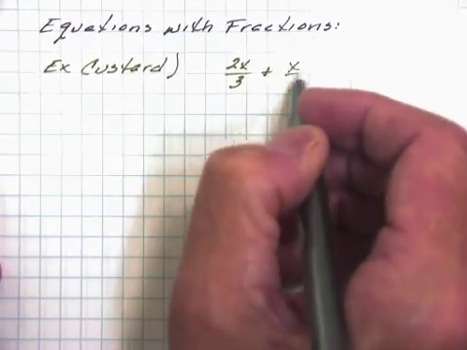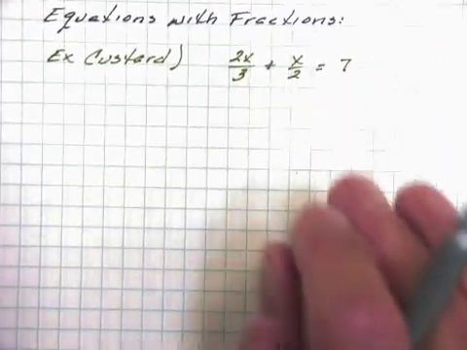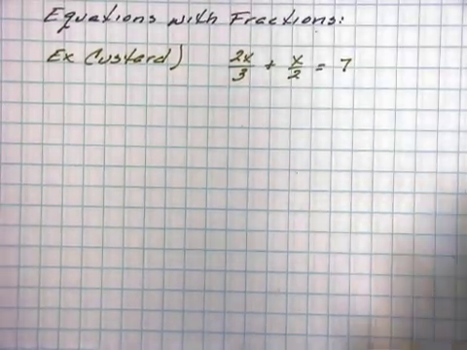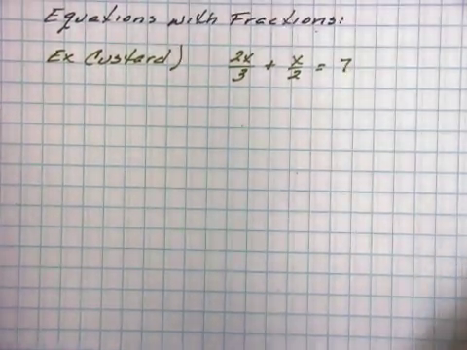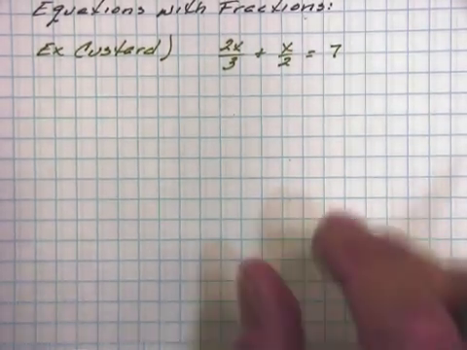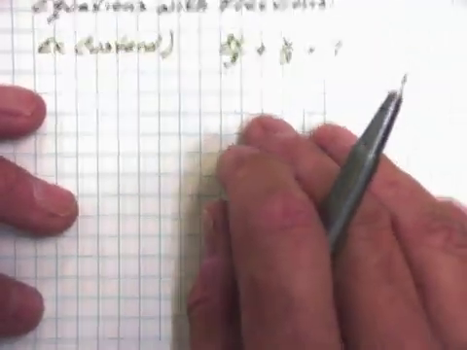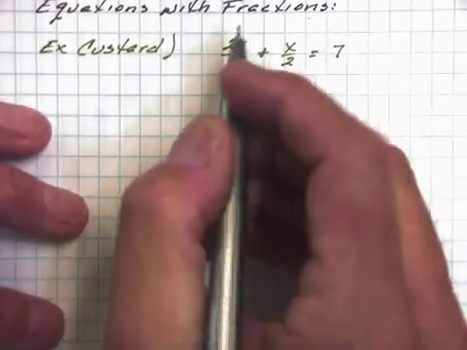Example custard. So custard pie. So we've got 2x over 3 plus x over 2 equals 7. Now, you could do this by a whole bunch of different ways. So I'm going to show you two different ways, and you can decide which one you like best.